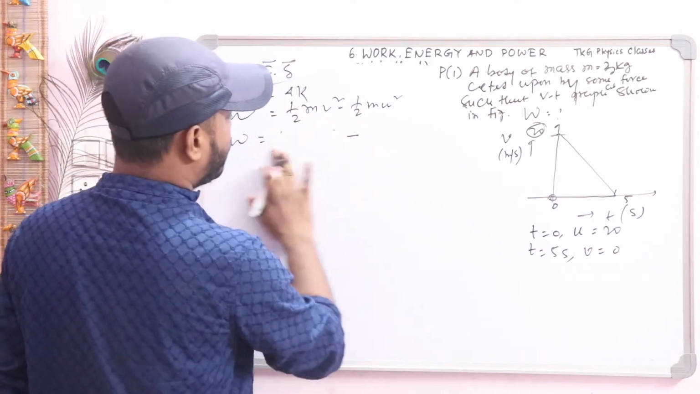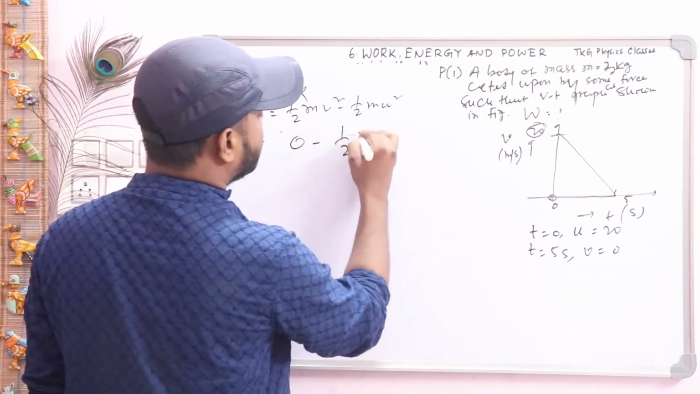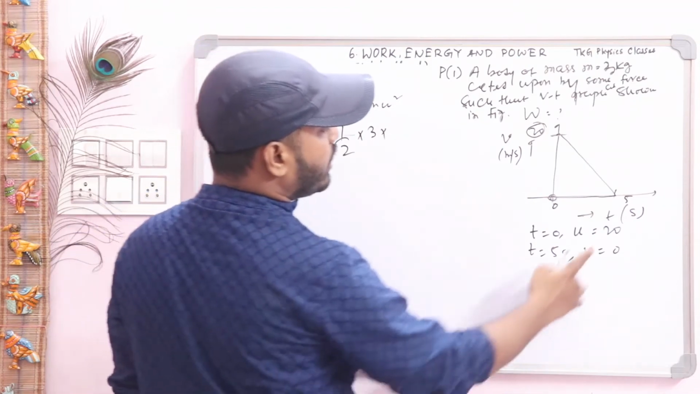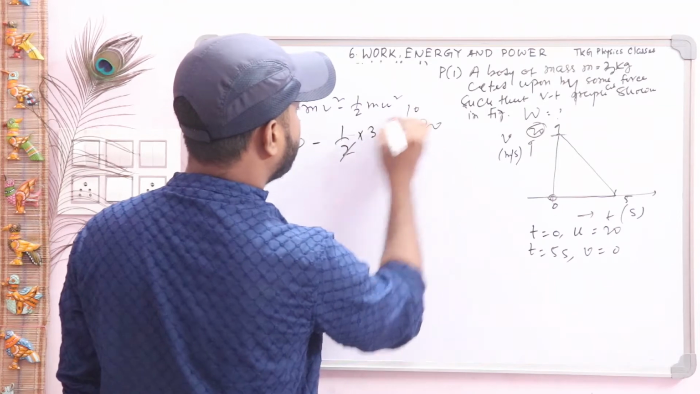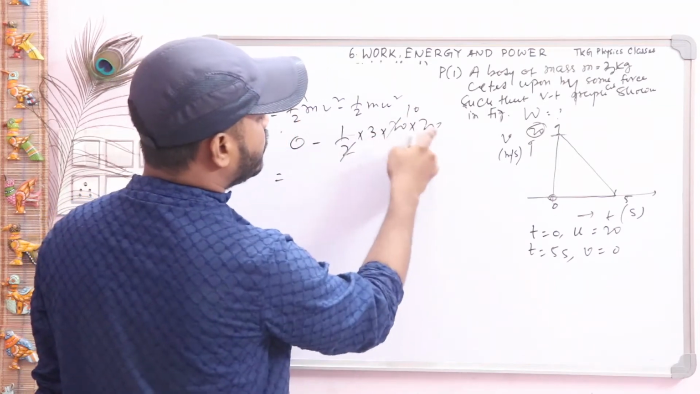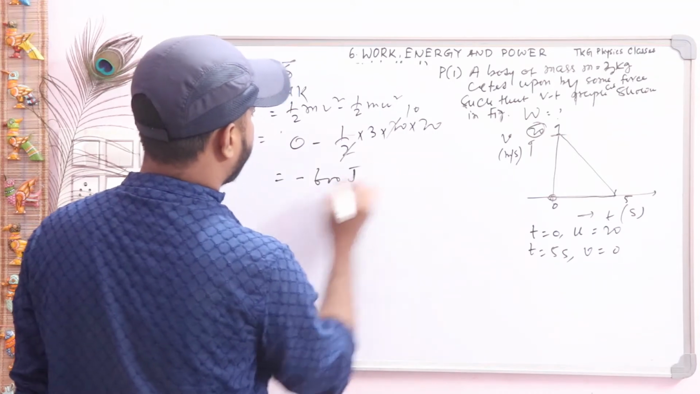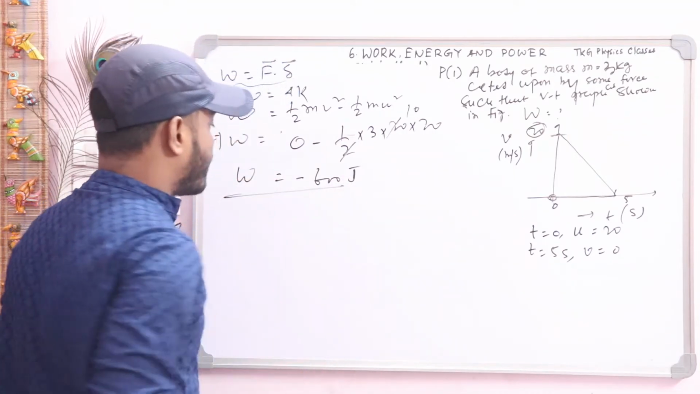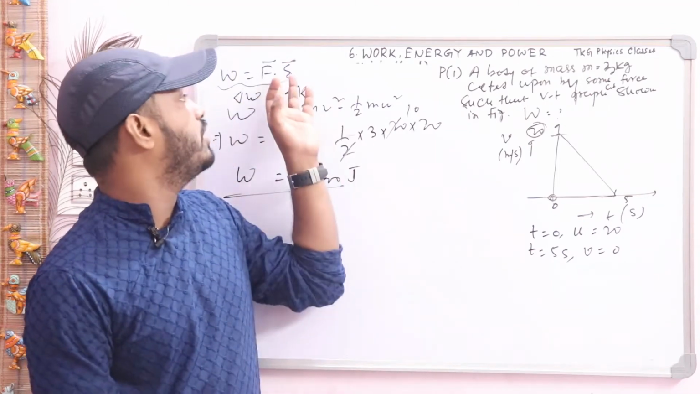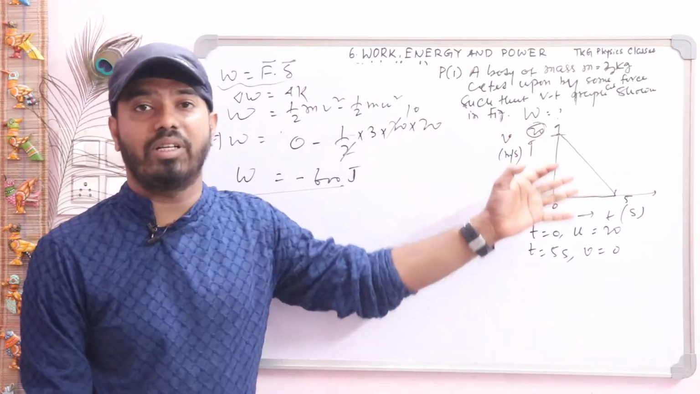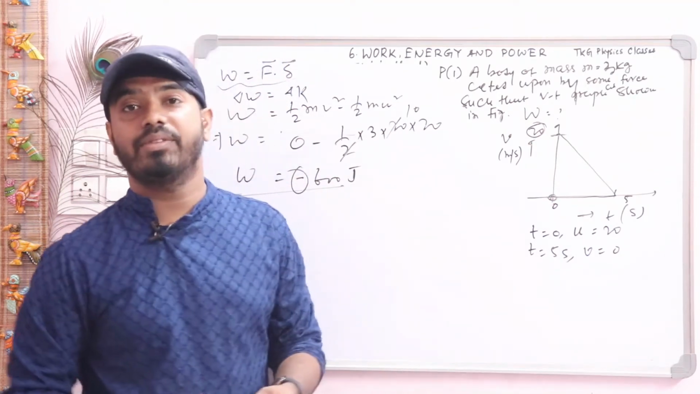So this value is 0 minus half times m, that is 3, times u square, and u is 20. So half of 20 into 20 is 200, and 200 into 3 is minus 600 joule. You see, this is the amount of work done. For finding work done you don't use the force formula because the force value is not given, and this work done is negative. What is the meaning of it?